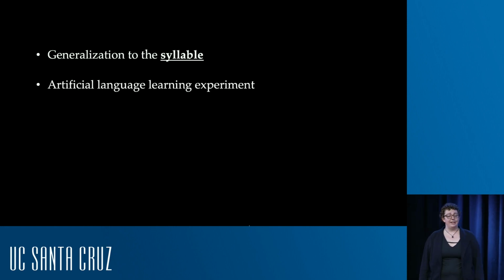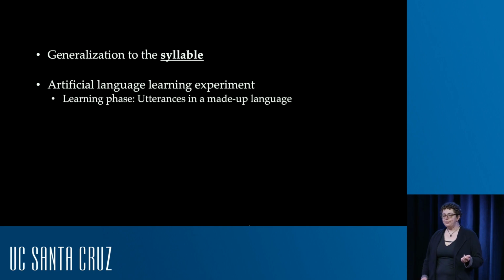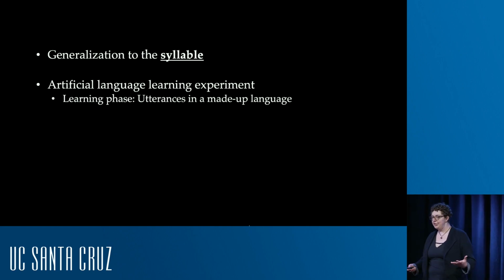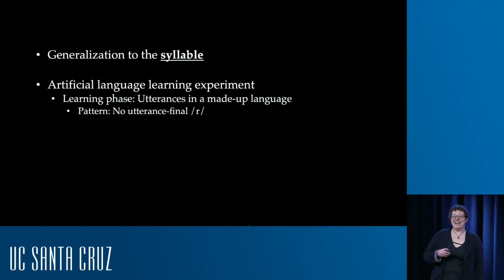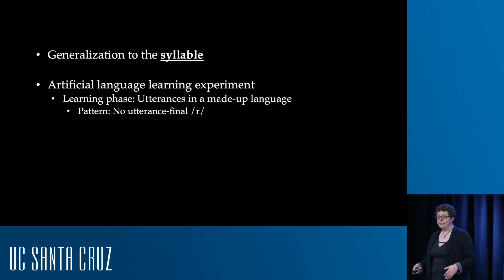But in order to generalize over syllables, these learners need to have syllables in their heads that they're generalizing over, and we don't know if this is possible. So I did what's called an artificial language learning experiment. In this type of experiment, participants are exposed to utterances in a made-up language that I carefully controlled and designed. And I presented a pattern. In this case, the pattern had to do with R not being allowed at the ends of utterances.